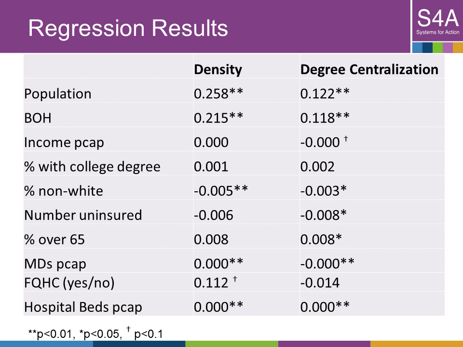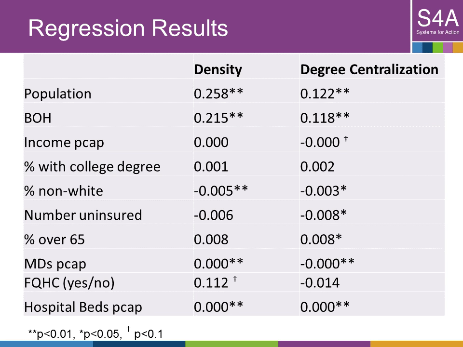So, the regression results. What you see here are both density and degree centralization, our dependent variables, and then the list of independent variables. These are preliminary. By no means are these the final models. We're just trying to understand what exactly is going on in these communities and found some pretty interesting things. We see that both population and Board of Health have highly significant, strong, positive relationships with these variables.